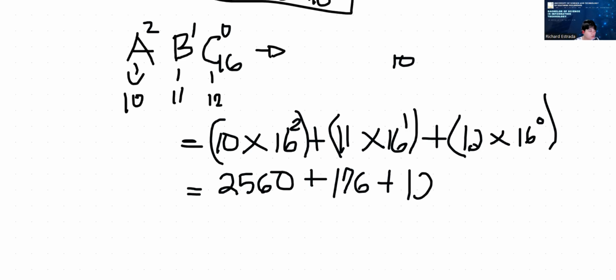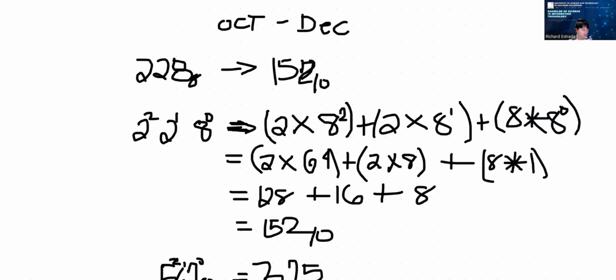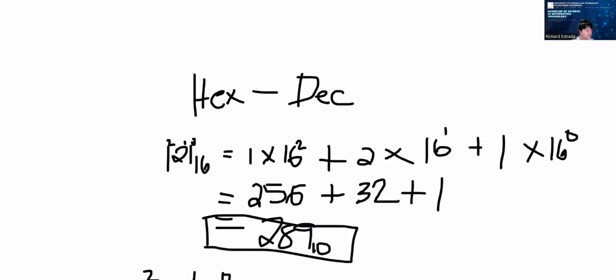So the answer for hexadecimal ABC is 2560 plus 176 plus 12. So that is 2748 base 10. So 2748 base 10. Okay? Got it? So that was octal earlier, now hexadecimal. Next, binary.